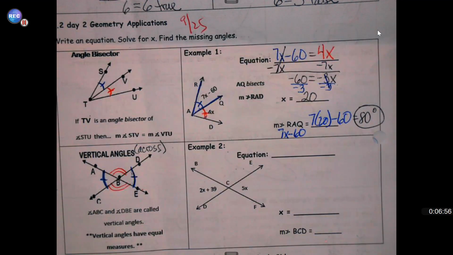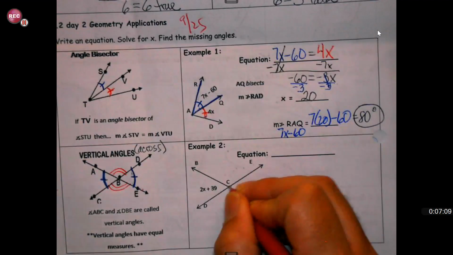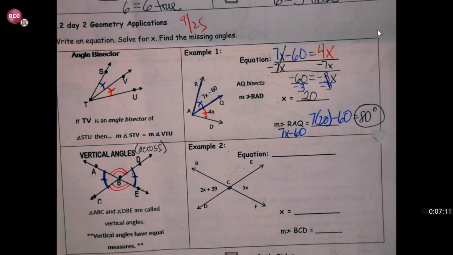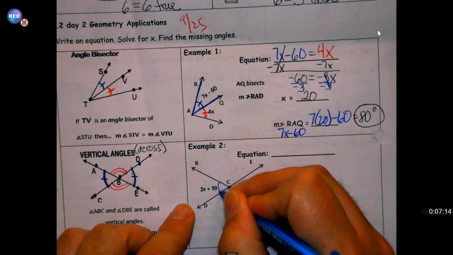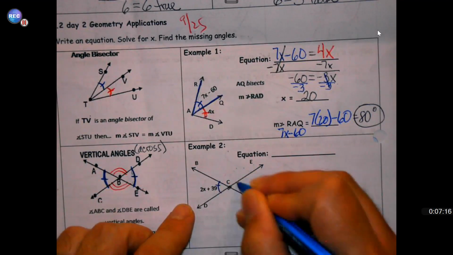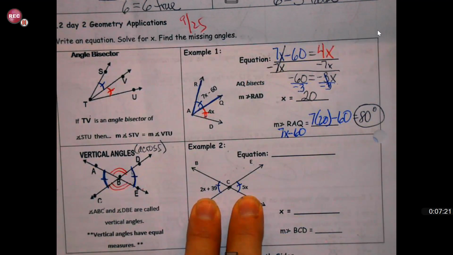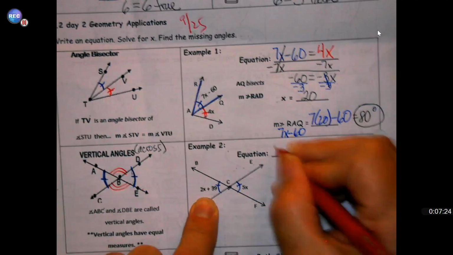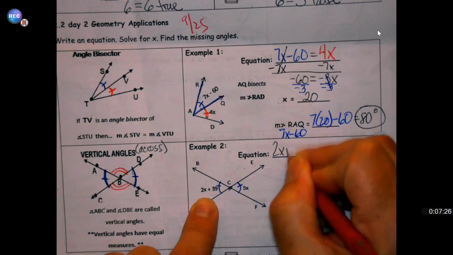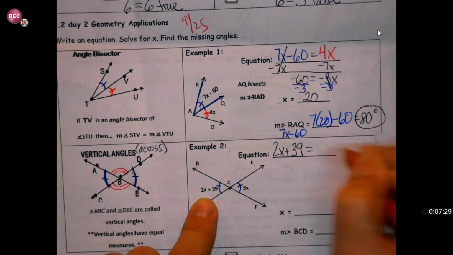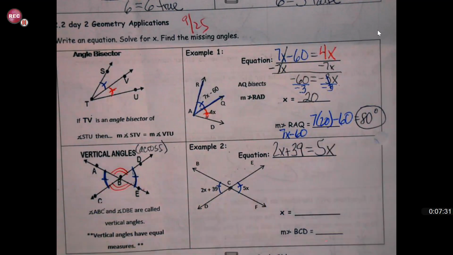So, if you see two angles that are right across from each other and share that common point in the middle, like we do this time with C, that's going to tell me that this angle and this angle are the same, which means I can take their expressions and set them equal to each other.